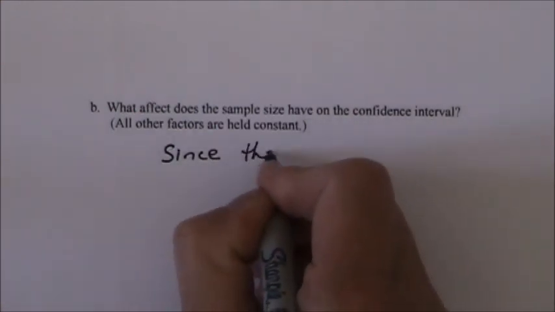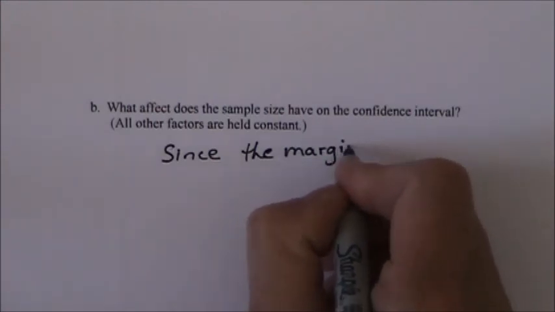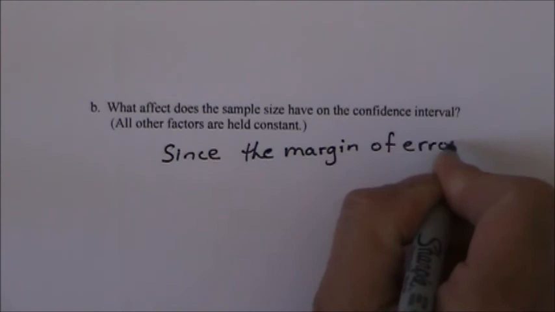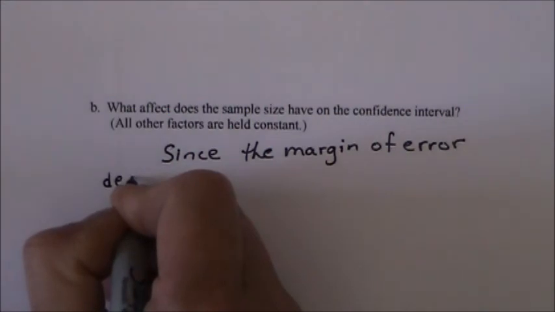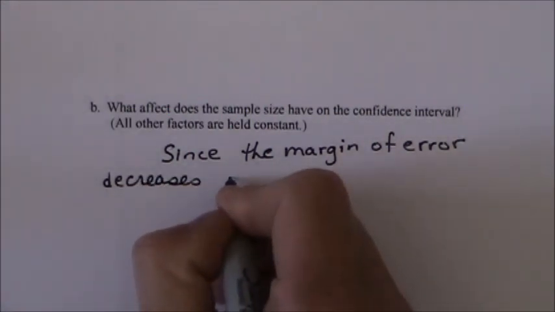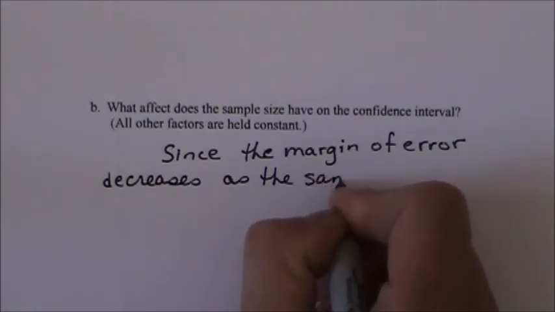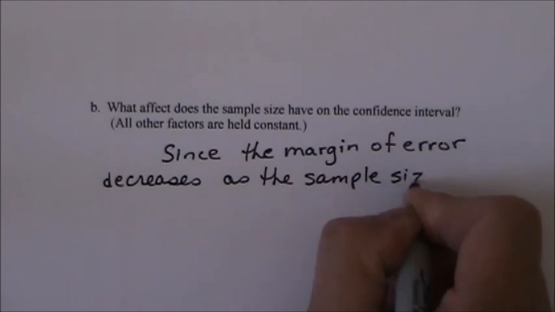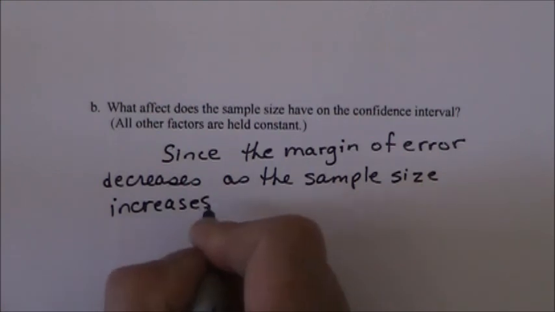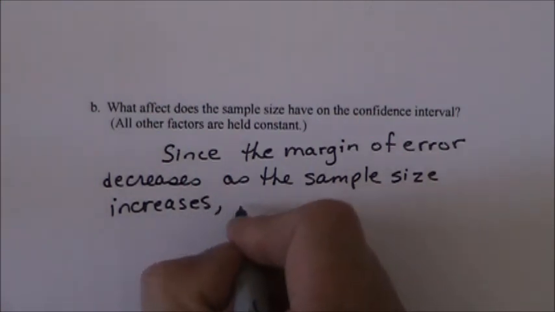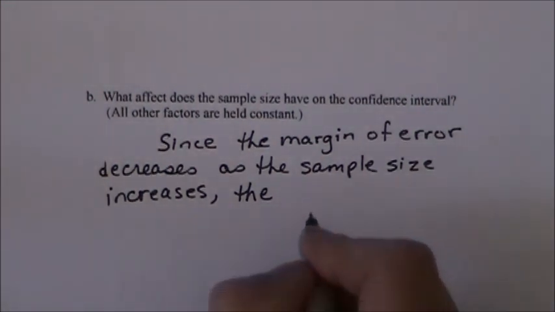So, since the margin of error decreases as the sample size increases, the confidence interval will also get smaller.